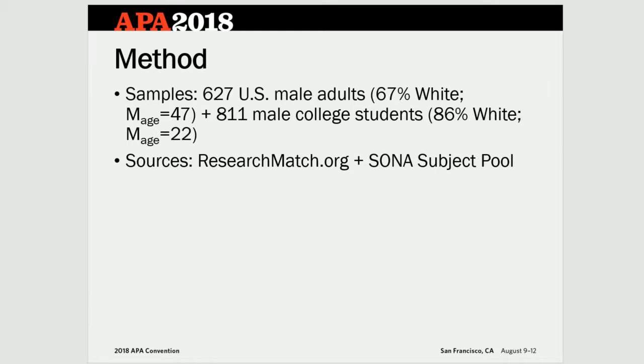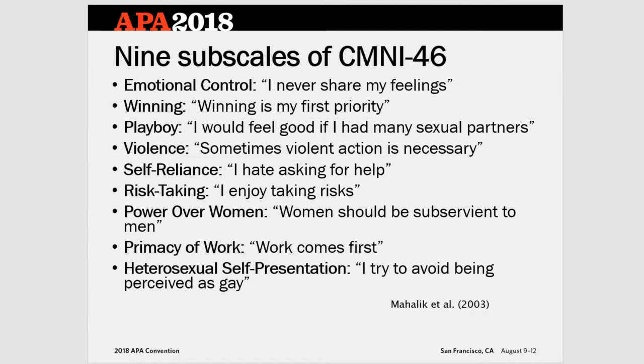Two samples were used. We had a sample of adult men and a sample of male college students from researchmatch.org and SUNA subject pool, respectively. They were mostly white folks. The CMNI 46 has 9 subscales, so it measures degree of conformity, self-reported conformity, to these 9 masculinity norms. You can see some examples here, such as emotional control, and there's an example item, "I never share my feelings." So there's a bunch of masculine norms that are white and westernized that people have ratings on.